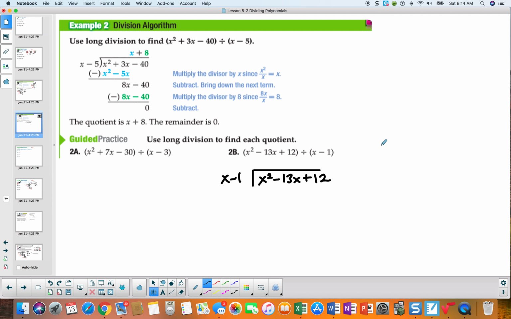I'm going to again go off to the side, take x squared, and divide it by this first term x. So x will be my first term. I'm going to put it above on the x column right here. I'm going to multiply x squared minus x. At this step, remember, I am subtracting. When I subtract, that's going to become a 0. When I subtract, that becomes a positive number. So now I have negative 12x.